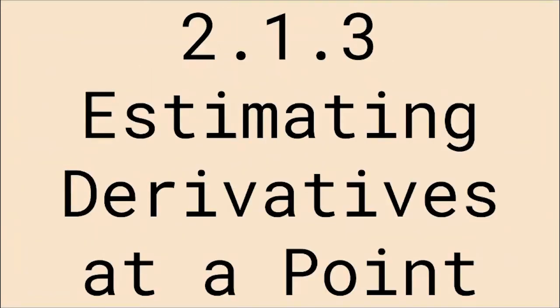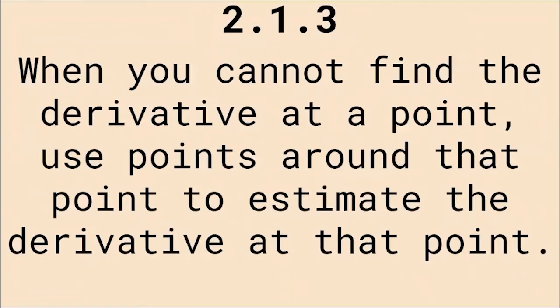Estimating derivatives at a point, you're not actually finding the derivative. Here, it says right here, when you cannot find the derivative at a point, use points around that. So essentially, it just means find the slope. So it's super easy. The practice problems on it are very basic, but I had to include it because it's on the test. So really, you're estimating them by finding the slope like the old-fashioned way, essentially.